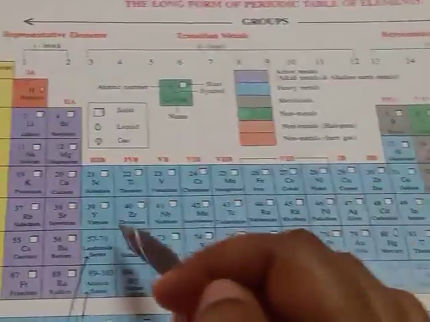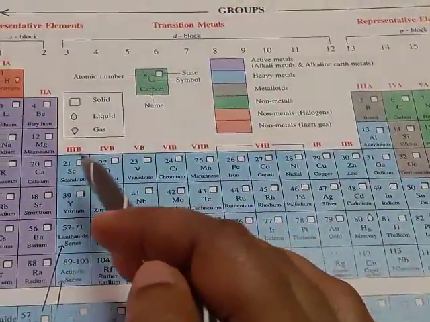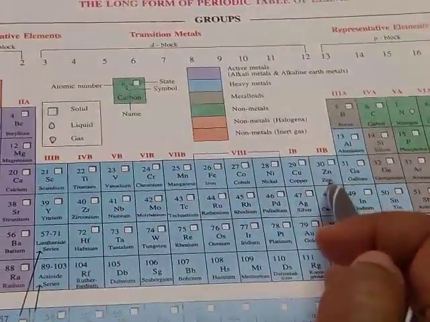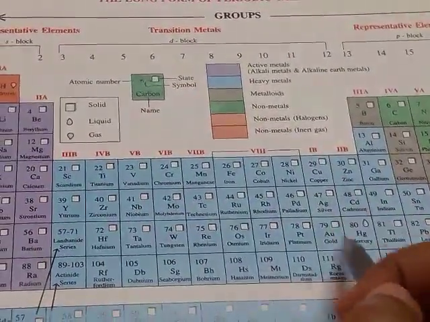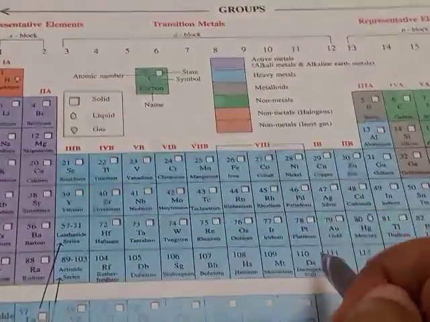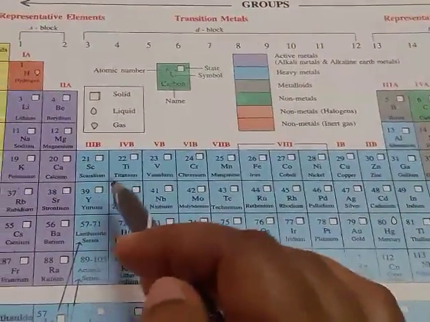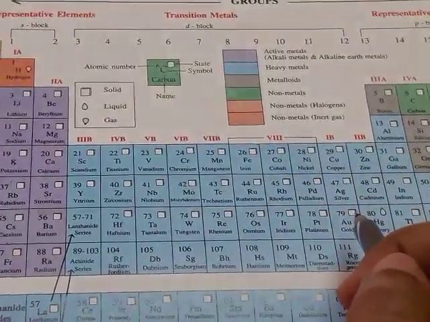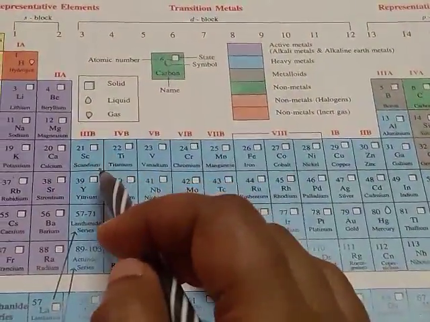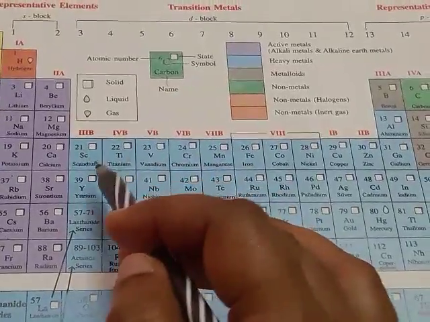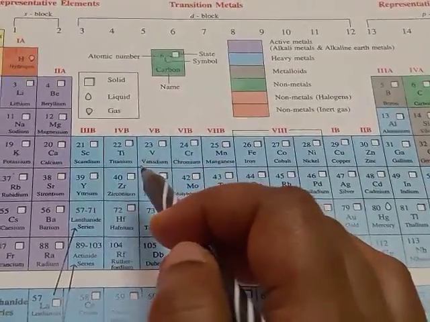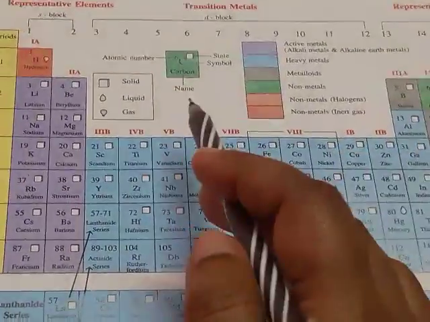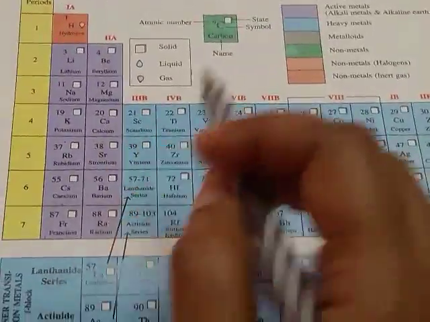Now transition elements. Transition elements are from group 3 to group 12. Why are they called transition elements? Because they show variable valency. And these elements are metallic and have very high melting and boiling points, that is, they are very hard.